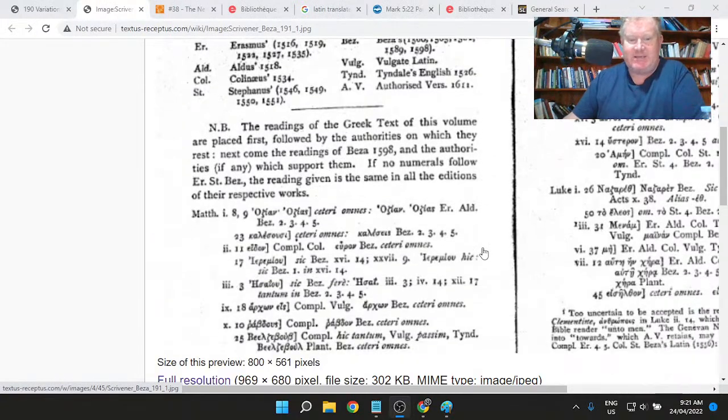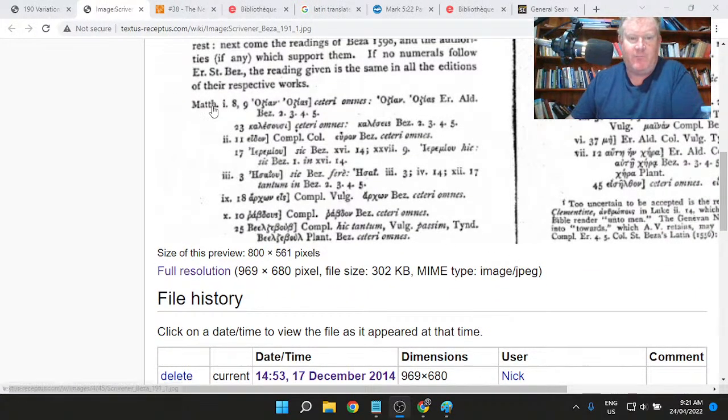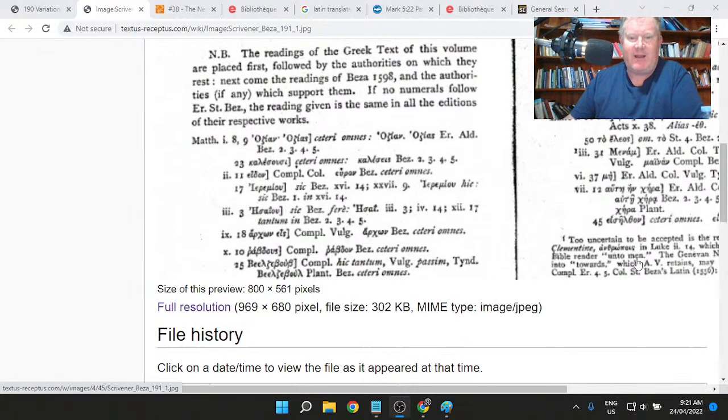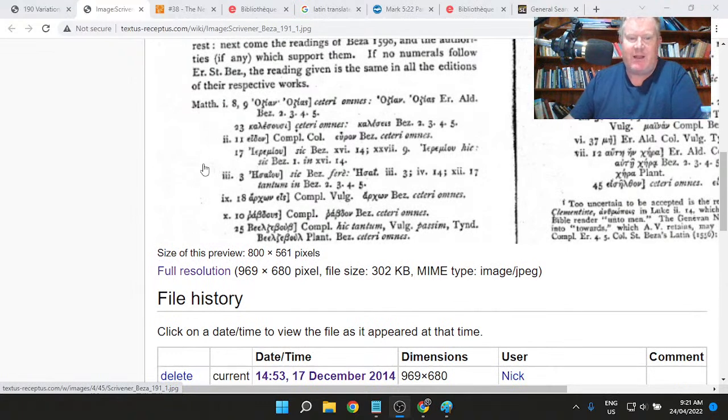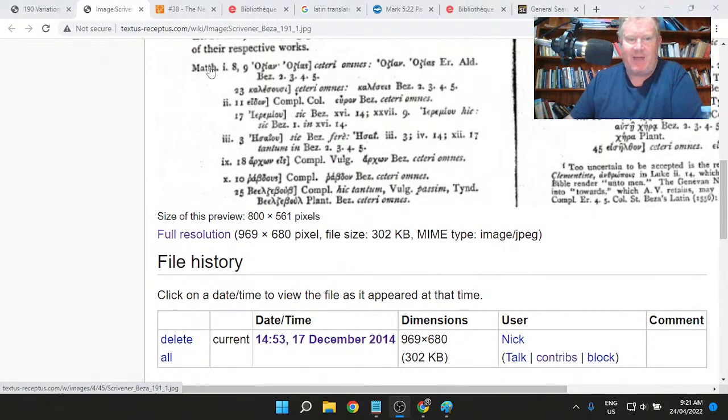We're going to look at part 6 of Scrivener's 190 differences between his text and Theodore Beza's according to changes made by the 1611 translators. If you want a rundown on the basics of these videos, go through the first video in this playlist, and that will help you. So that will be Matthew 1, 8, and 9.